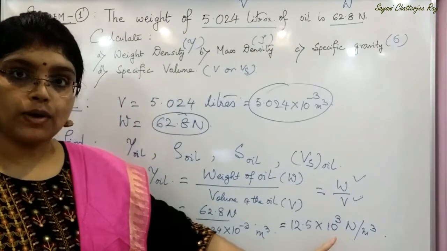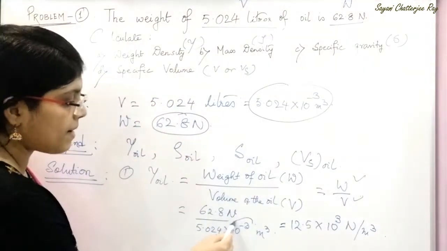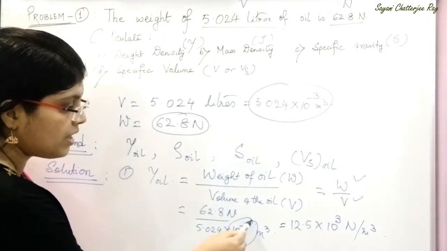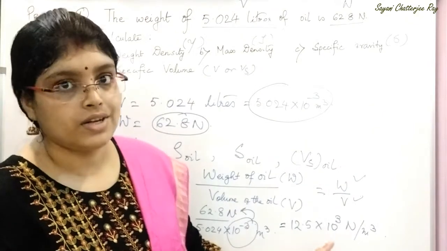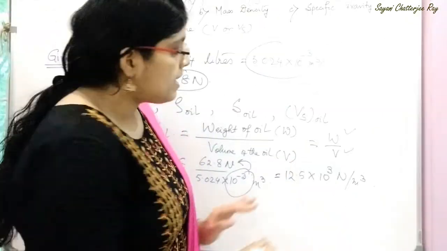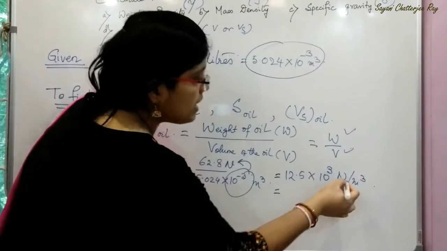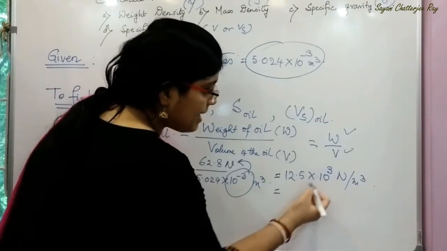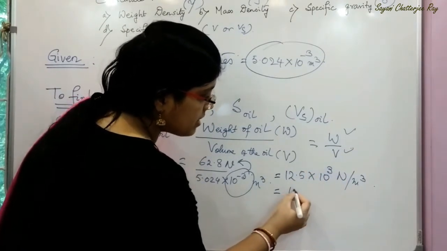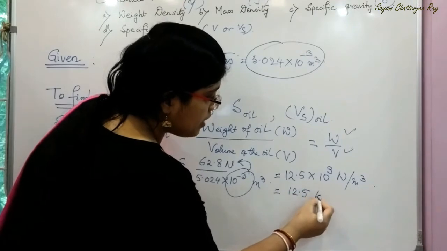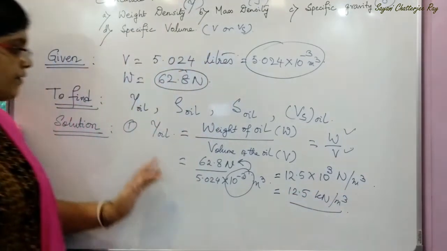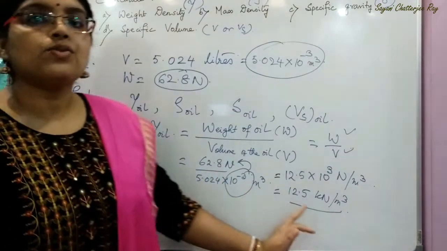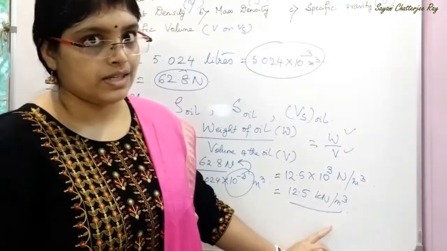How does 10 to the power 3 come? Because 10 to the power minus 3 in the denominator, when it goes to the numerator, becomes 10 to the power 3 as per the law of indices. Now, if we convert it into kilonewton, simply divide by 1000, we get 12.5 kilonewton per meter cube. So this is our first answer: gamma oil equals 12.5 kilonewton per meter cube.